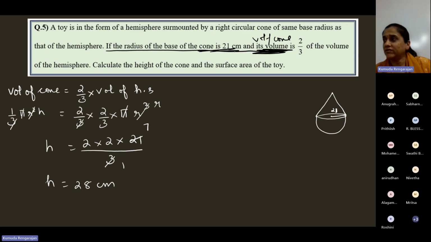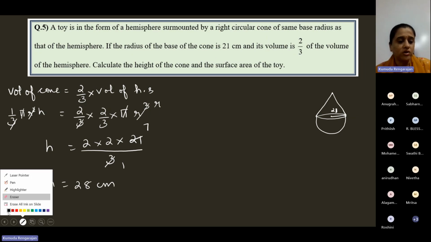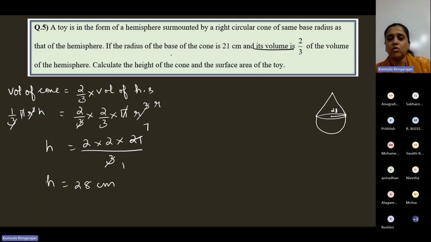The radius of the cone is 21 centimeters and its volume, that means the volume of the cone, is 2/3 the volume of the hemisphere. That is given in the question. So just write that: volume of cone is equal to 2/3 into volume of hemisphere.